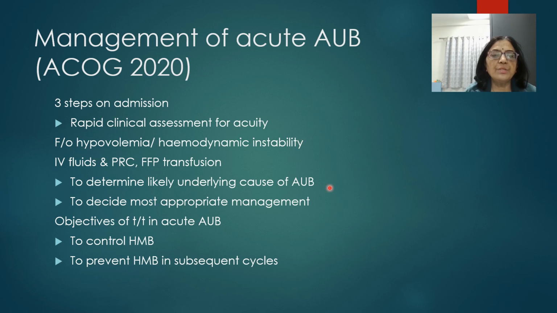So these are the first three steps on admission. First, clinical assessment to know how much the patient's condition is deteriorating, how fast. Second is to know the underlying cause, and third is to decide the best possible management for that patient. The objectives of the treatment are, we need to control her heavy menstrual bleeding at the earliest, and we need to prevent its occurrence in subsequent cycles.